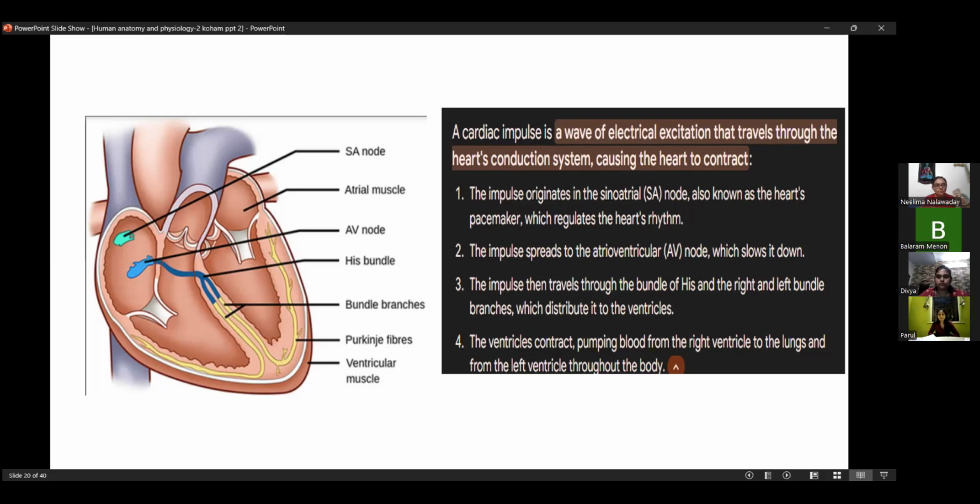And its origin is in the right atrium, and that point is called the SA node. When it is not functioning properly, sometimes doctors install a pacemaker from outside to generate that current. Some heart patients need that pacemaker to generate that current. So that is the concept. Okay, it is clear now. So here the mechanism starts.